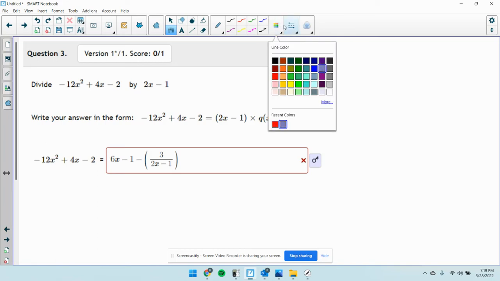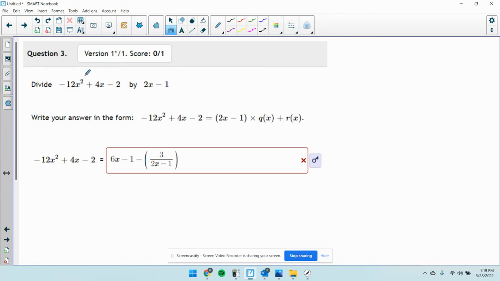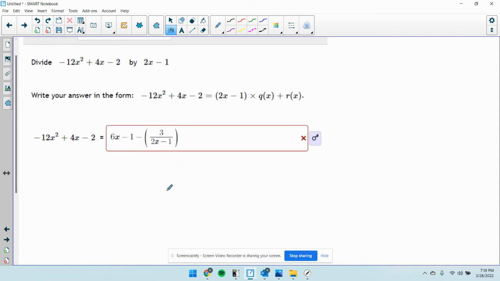Okay, so I'm going to divide this polynomial by this polynomial. The first thing I'm going to do is just set up my long division. So I have inside negative 12x squared plus 4x minus 2. I'm going to put the bar over the top like this, and then I have my 2x minus 1 on the outside. So I need to first figure out how many times does 2x go into negative 12x squared?